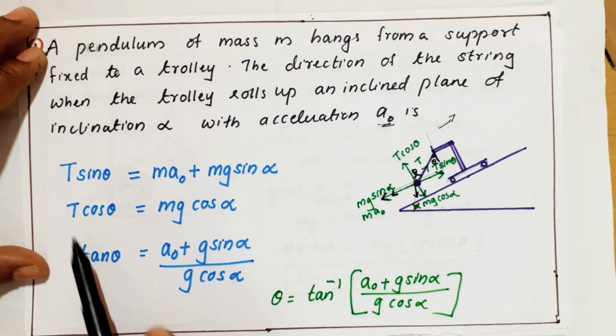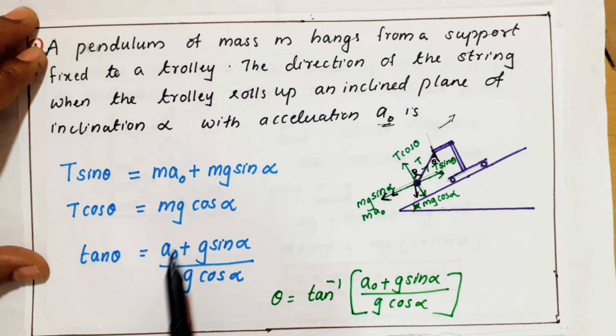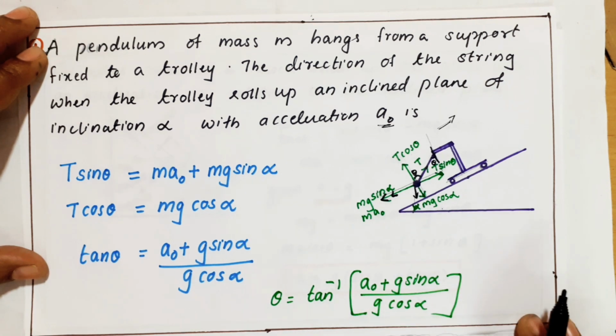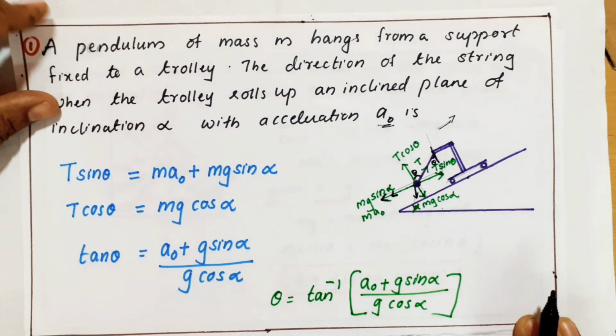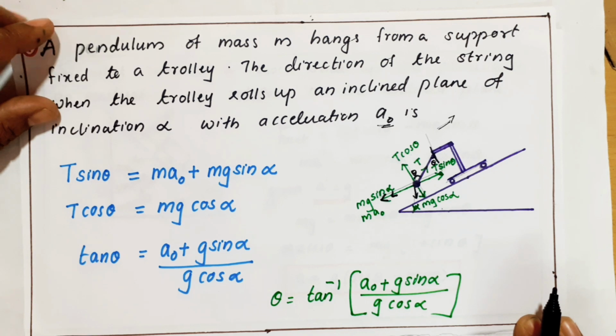Next step is simple. Divide: tan theta is equal to m cancels, so a naught plus g sin alpha divided by g cos alpha. If you want theta, it is tan inverse of (a naught plus g sin alpha) by g cos alpha.